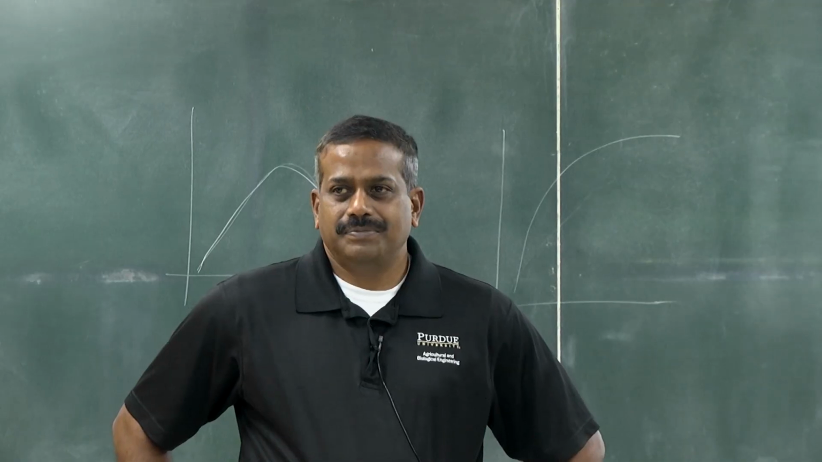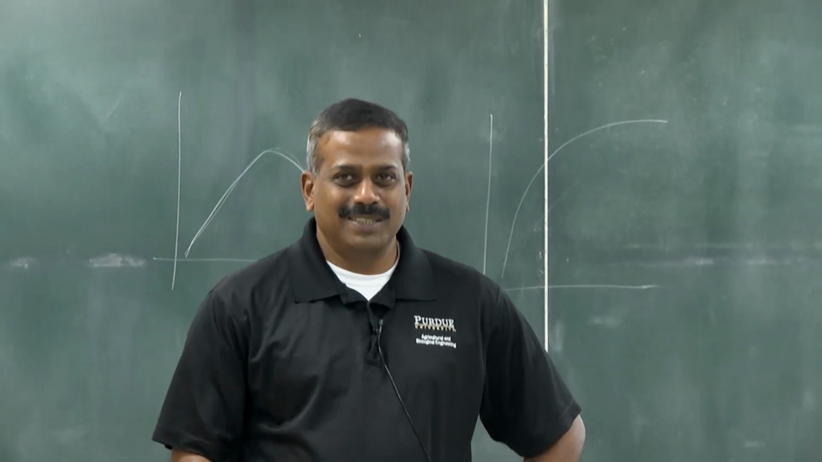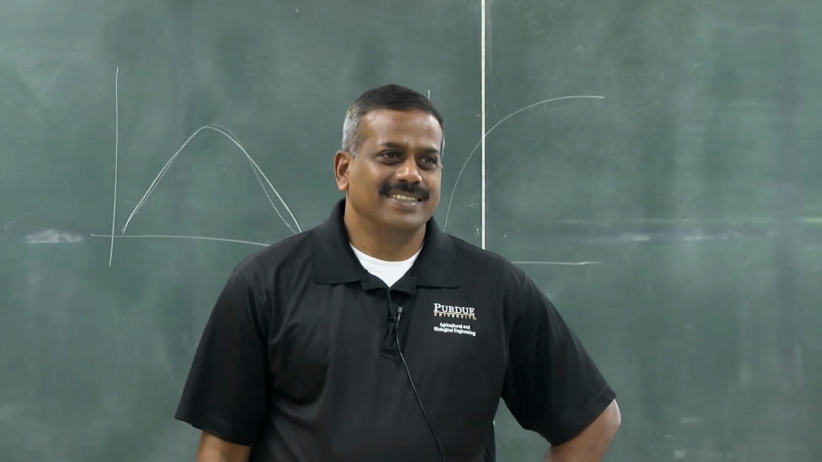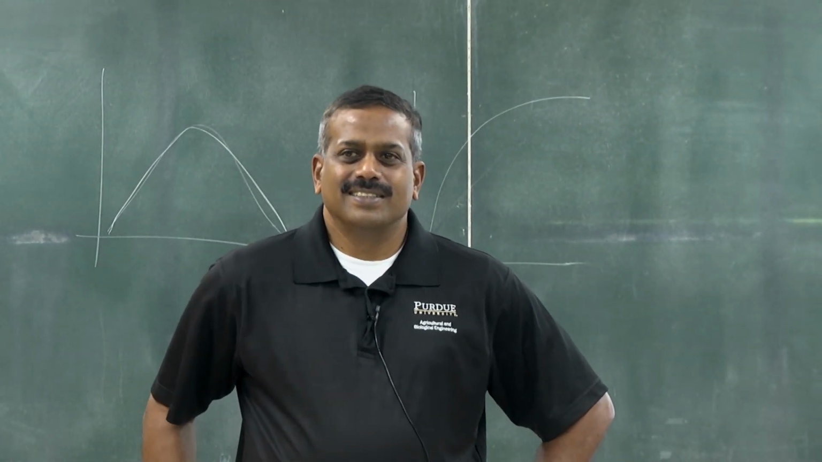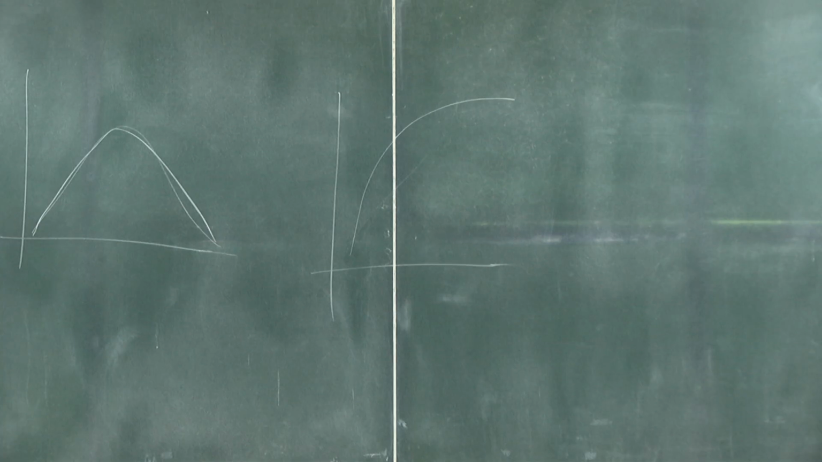0.83. Who got the answer? You told? Okay. Anyone else? I don't know the answer, so that's why. If you give the answer, that should be the correct one. Okay, do the next one. Calculate the circularity of a rectangle with side length ratio of alpha.